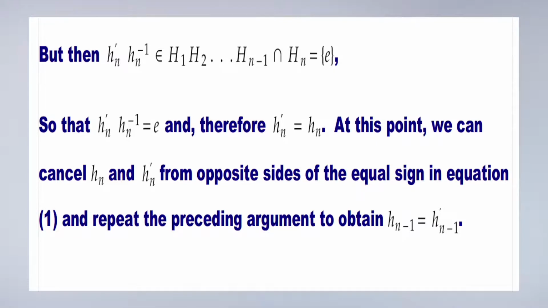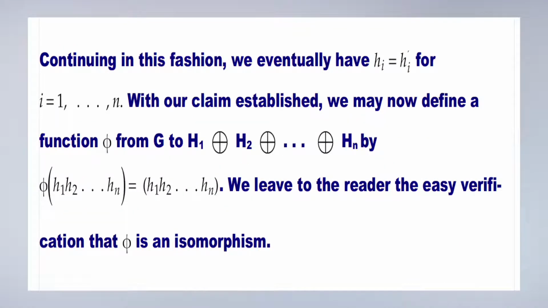Now in this equation, H1, H2, so on up to Hn equal to H1 dash, H2 dash, so on up to Hn dash. We are cancelling Hn and Hn dash because they are equal. They are cancelled from the opposite sides of the equation, and by repeating the procedure n times, we get Hn minus 1 is equal to Hn minus 1 dash. Eventually Hi is equal to Hi dash for i equal to 1 to n in this equation. So our claim that G can be expressed uniquely is satisfied.